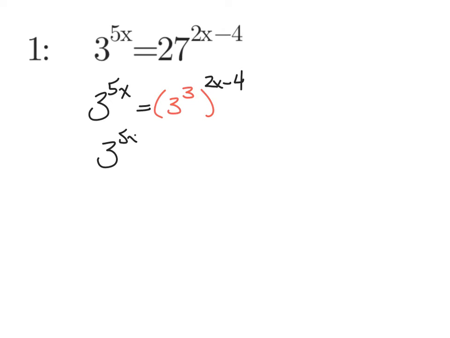So I got 3 to the 5x, and over here my base is going to be 3, and when I go power to a power, we have to multiply those two together. So that's going to make a new power of 6x minus 12.